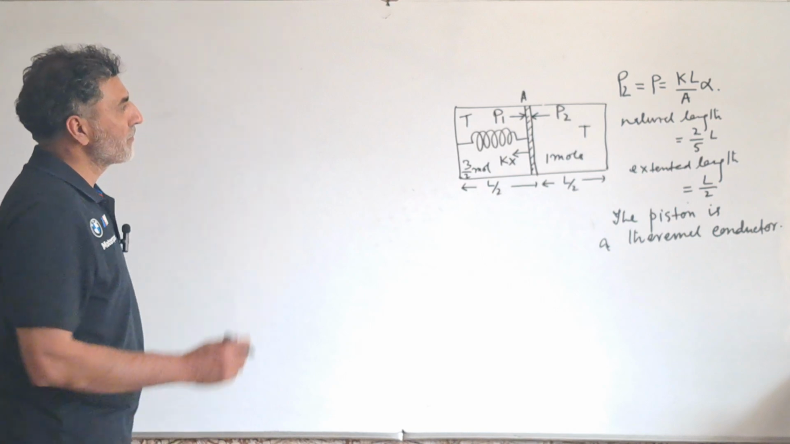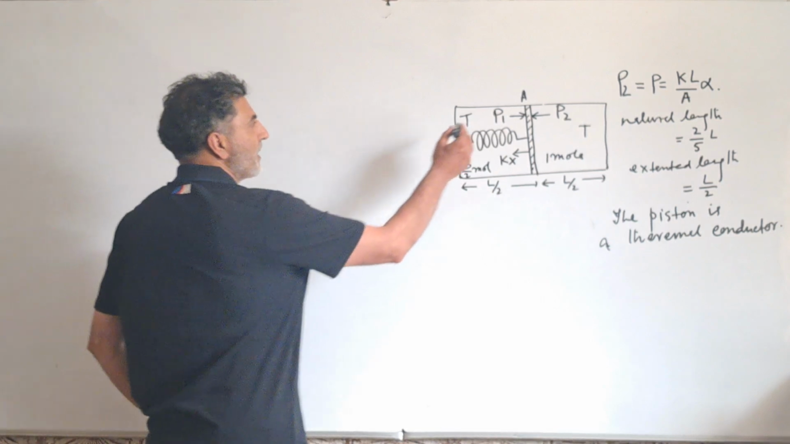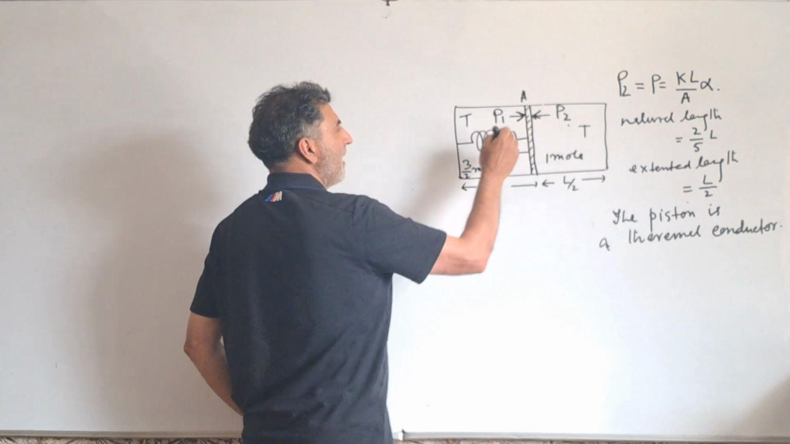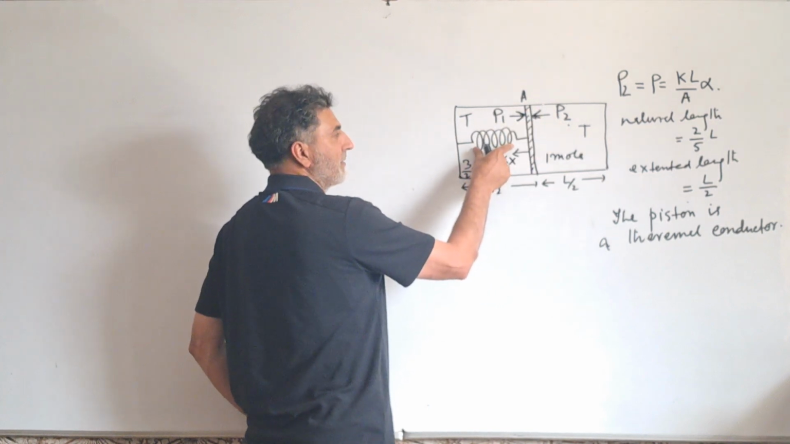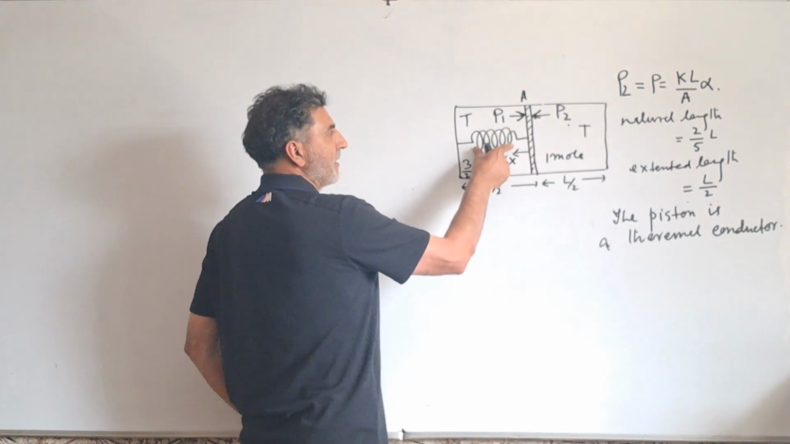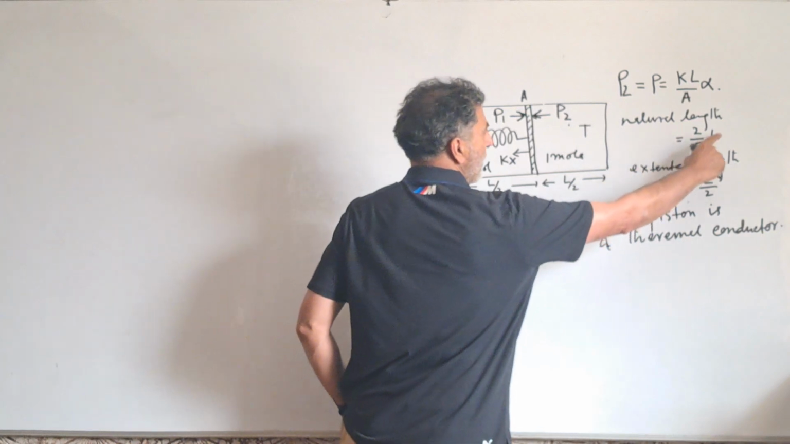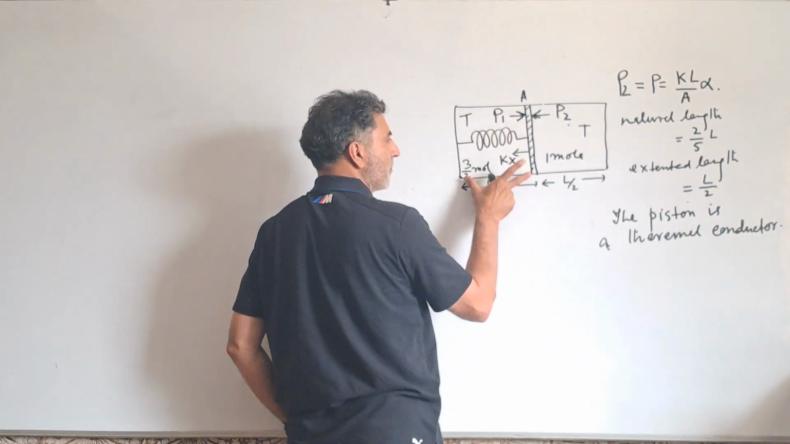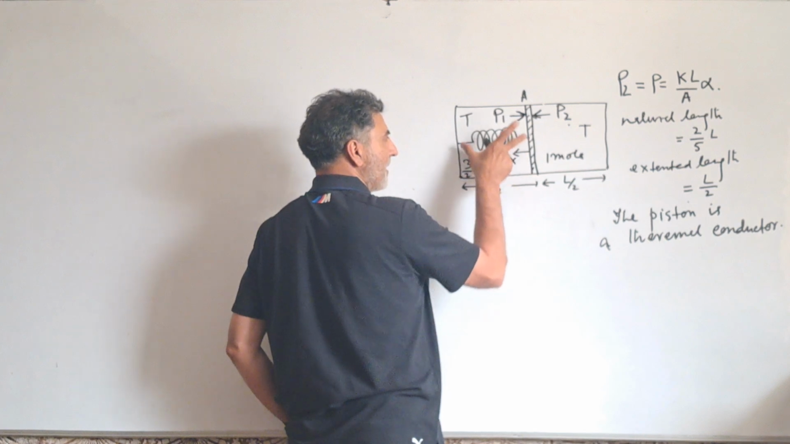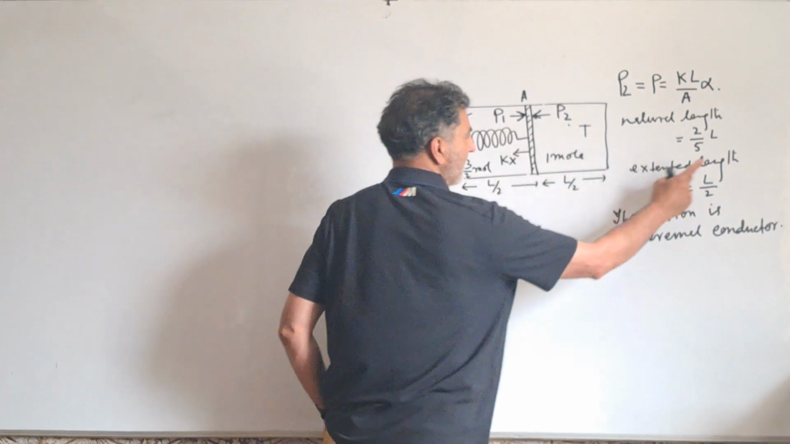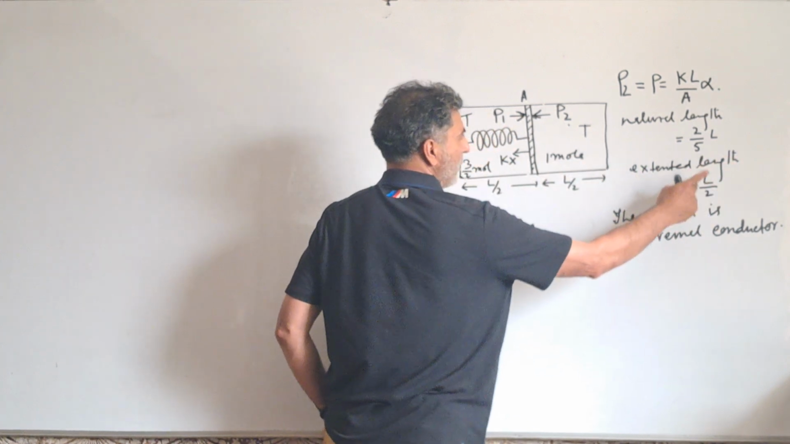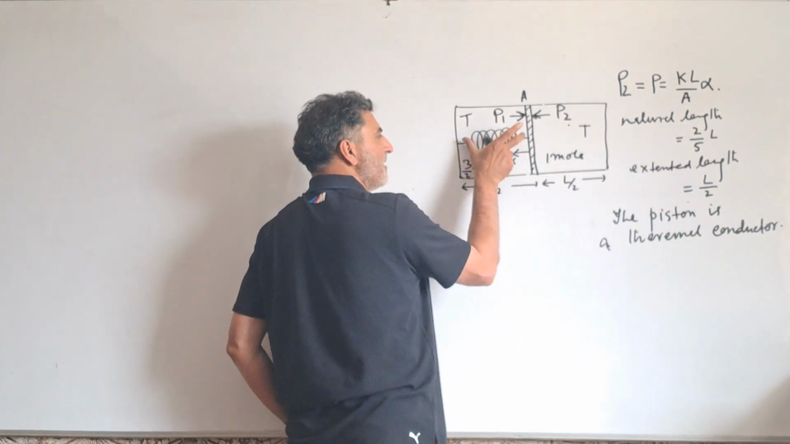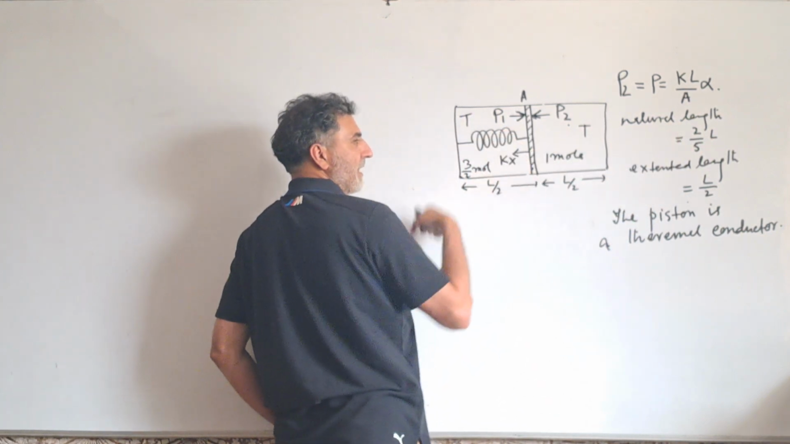Have a look. पहली बात यह है कि this pressure will create force in this direction, this pressure will create force in this direction, and this spring, the natural length of the spring is 2/5L, and when the spring has this position or this state, it is extended length is L/2, but L/2 is greater than 2L/5. That means this spring stretches and it will create force in this direction.